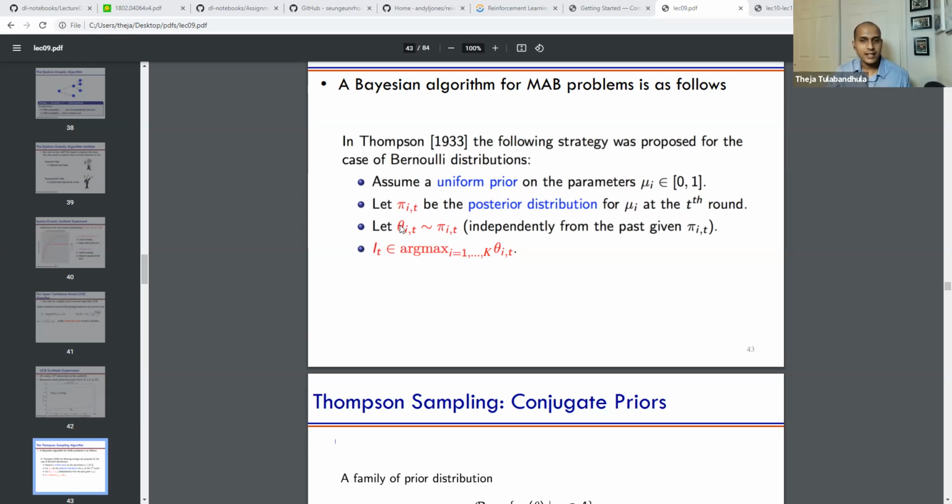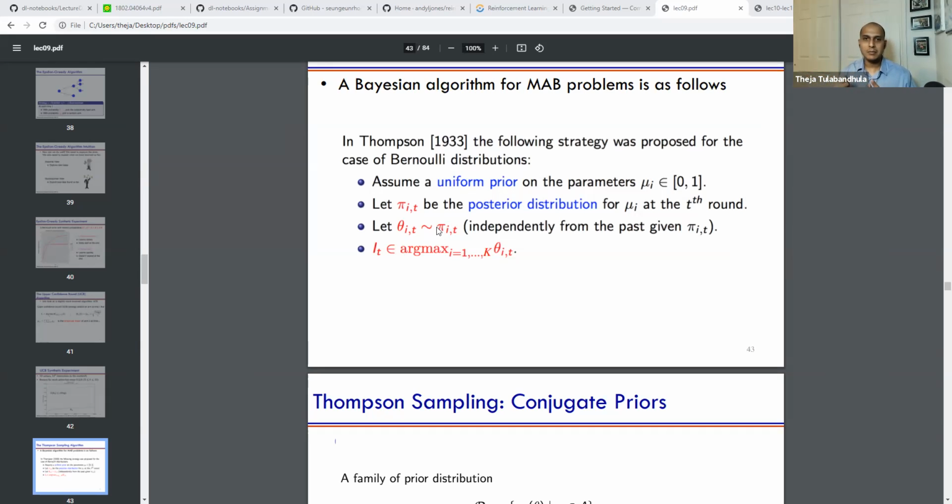In terms of coding it, it's very straightforward, as long as you know how to go from a prior to a posterior, and we'll talk about that right now. The idea is that these posterior distributions capture your uncertainty over what the mean reward for each decision should be.